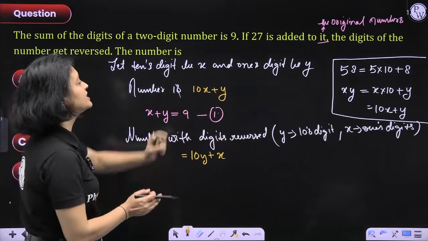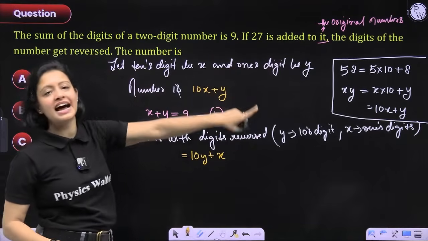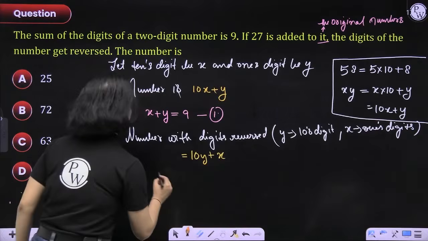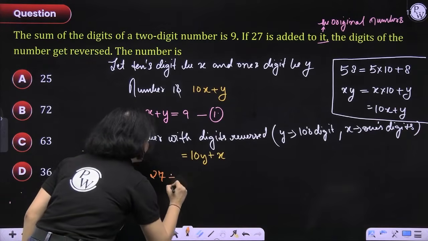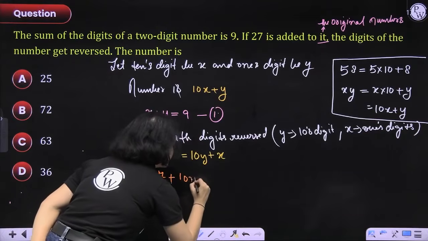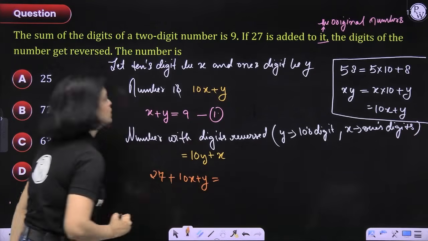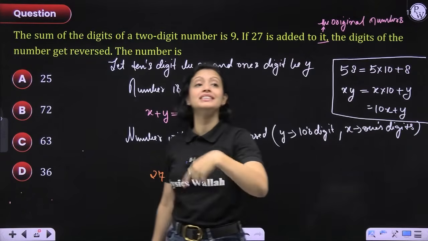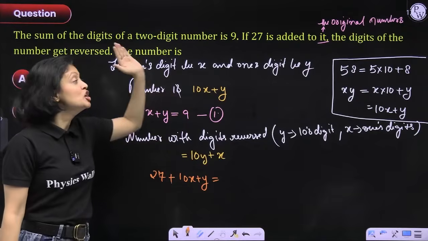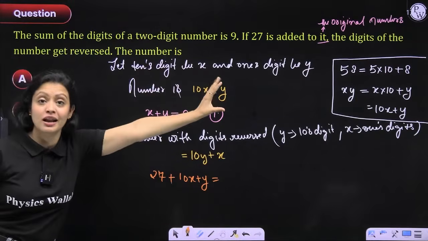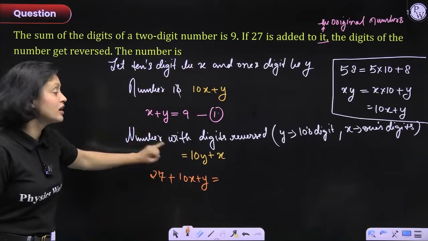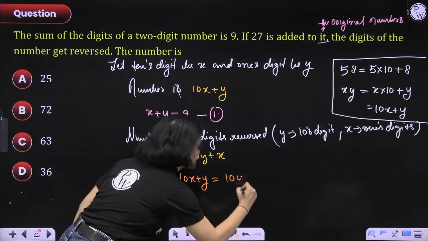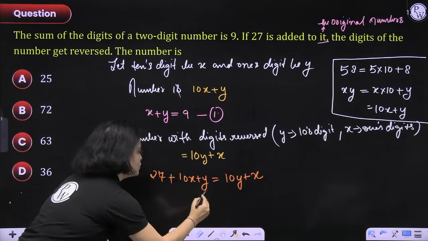Okay? Now, let's move back to the second part. 27 is added to it. So, 27 is getting added to the original number. If I add 27 to the original number, it will be like this: 27 plus original number, which is 10x plus y. Now, this will become equal to what? If 27 is added to the original number, the digits of the new number formed are reversed. That means 27 plus the original number gives us the new number, the number whose digits are reversed. So, 10y plus x, right?